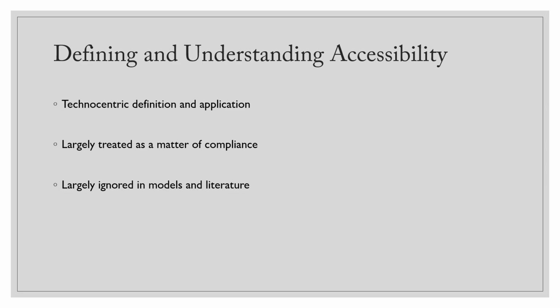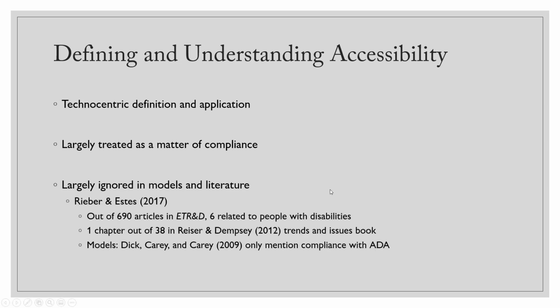I've unearthed that in my own research on ethics, and Reber and Estes also mapped this out specifically. They looked at 690 articles in ETR&D, which is Educational Technology Research and Development. It's a major research journal of our field. And they found that out of that, only 6, or about 1%, related to people with disabilities. This is very consistent, by the way, with my own analysis of research in our field around any topic of ethics, that maybe about 1% of our literature tends to talk about these sorts of topics.